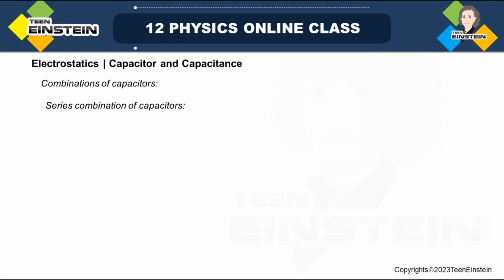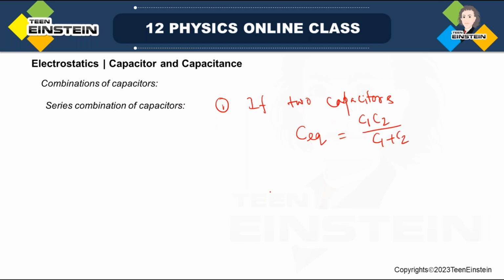Let me just tell you a few points here. If there are two capacitors, then you can remember this formula as C equivalent equals multiplication divided by addition. This you can keep in mind. So this will help you for two capacitors.